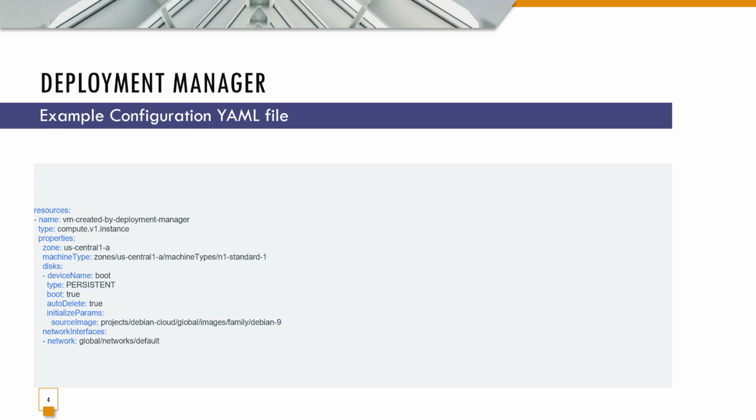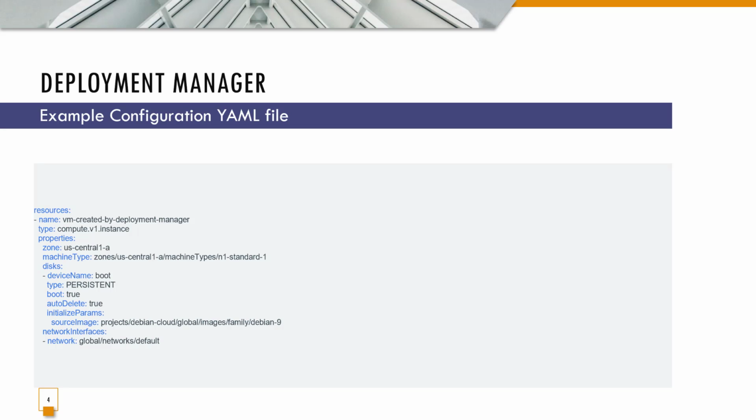So here we have an example YAML file. In that you can see that the name provided is vm-created-by-deployment-manager. So this is the name to distinguish this resource. And the type is a primitive Google type, and it's a type to create an instance in GCP. So it's called compute.v1.instance.